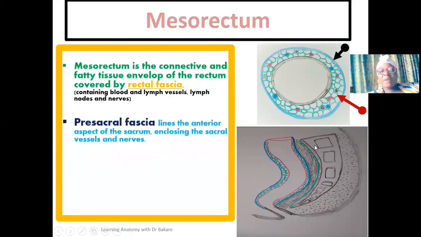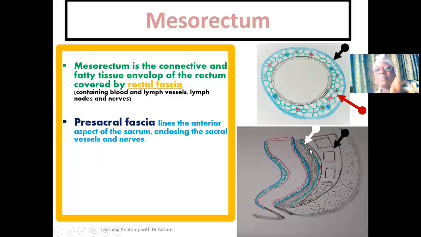So going further, we have the presacral fascia. Just from the name, it is a fascia that is seen to line the anterior aspect of the sacrum. This is also seen to enclose sacral vessels and nerves. So this is the sacral bone. We know that the sacral bone is the inferior extension of the vertebral bone, after which we have the coccyx. So anterior to the sacral bone, we have the presacral fascia. This is arrowed here in white. It's just the fascia that is seen in the anterior border of the sacrum.